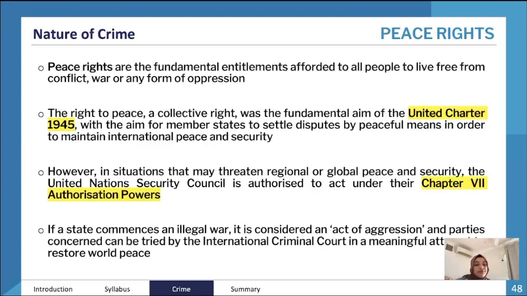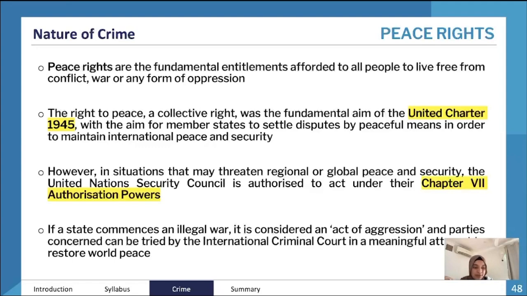However, in situations that may threaten regional or global peace and security, the UNSC, United Nations Security Council, is authorized to act within their powers. There are so many areas of ineffectiveness within this because they're not always able to do this because of state sovereignty. You will see that I've mentioned state sovereignty maybe 100 times because really when you talk about ineffectiveness within international law, this is the first thing that comes up. You can implement all of this international law, but if a country does not want to implement it, they simply don't have to.